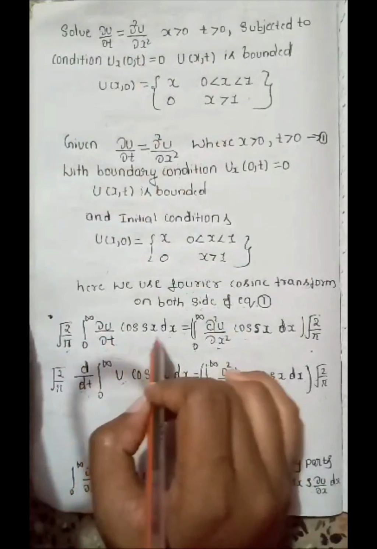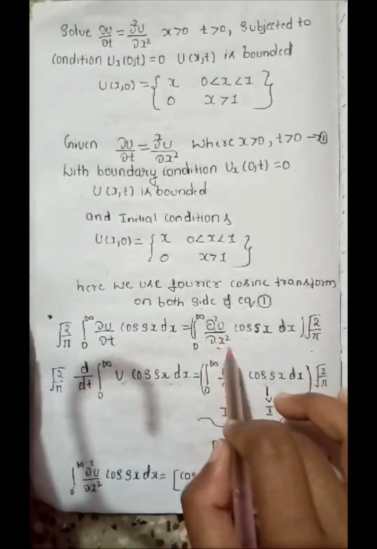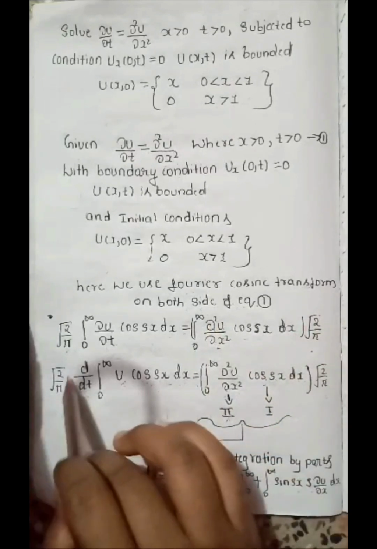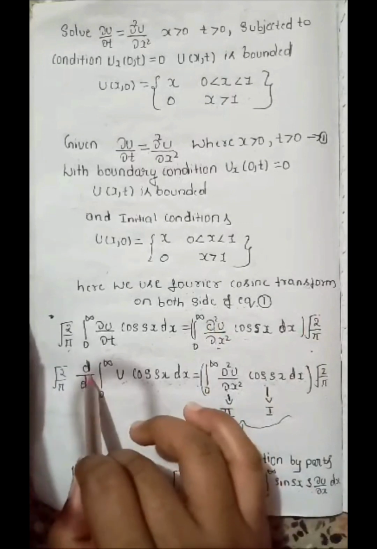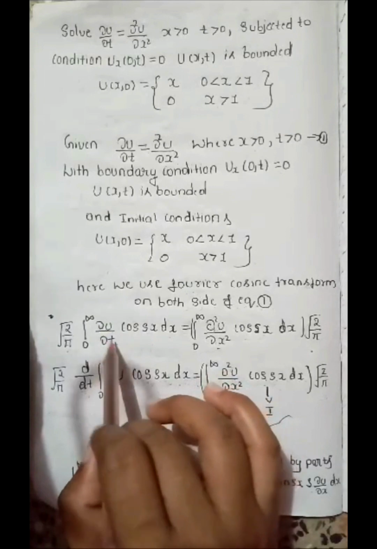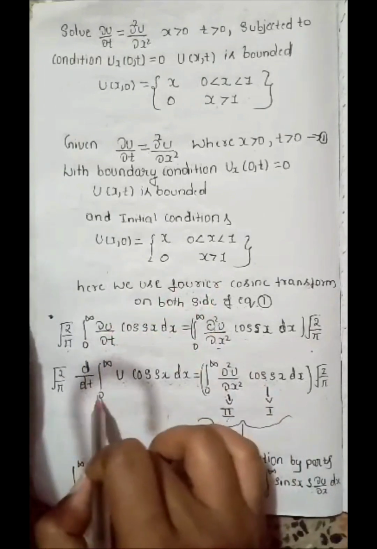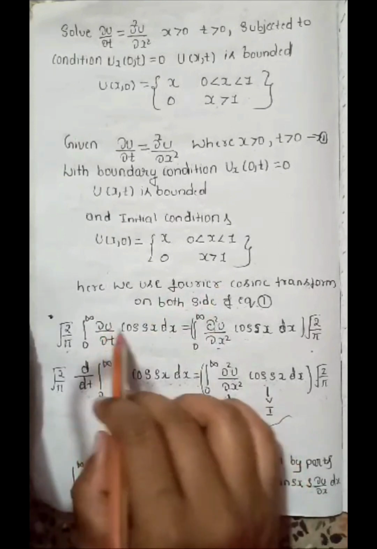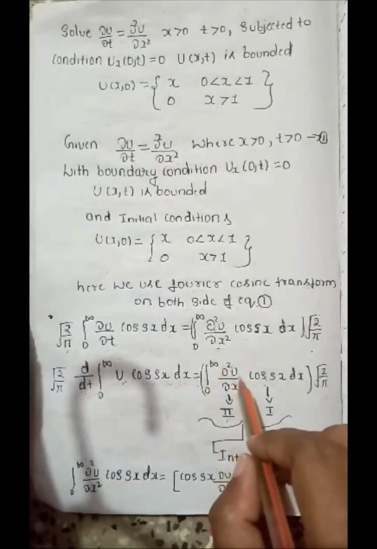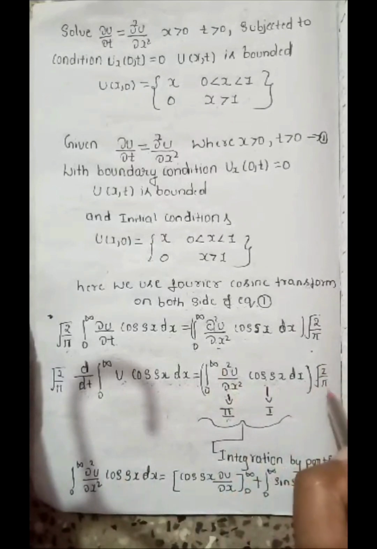So after writing this, √(2/π) ∫₀^∞ ∂u/∂t cos(sx) dx = √(2/π) ∫₀^∞ ∂²u/∂x² cos(sx) dx. Why have we taken d/dt? Because after taking ∂/∂t outside of the integral, we can write d/dt of √(2/π) ∫₀^∞ u cos(sx) dx.